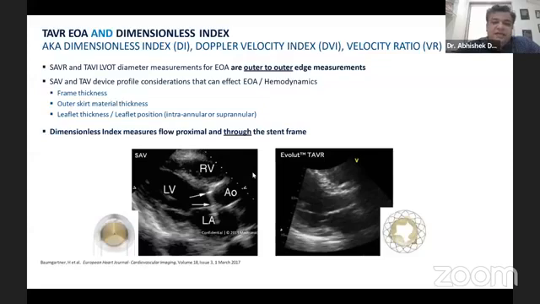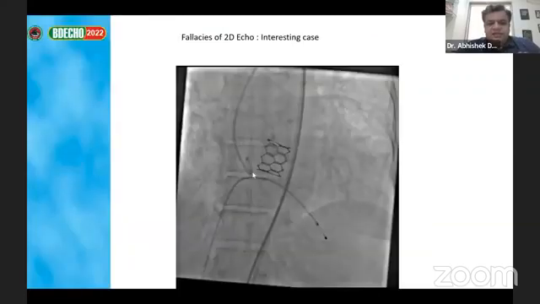So again, the dimensionless index and velocity index are all applicable the same irrespective of the valve. And when you are checking the orifice area and everything, you have to understand the thickness of the valve frame, whether the leaflets are mounted inside or outside, and whether your TAVR platform is intra-annular or supra-annular. This is just the last 2 minutes. That's 1 minute. I'll show you an interesting case of fallacies of 2D echo.